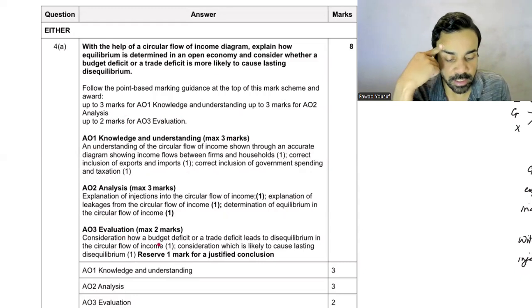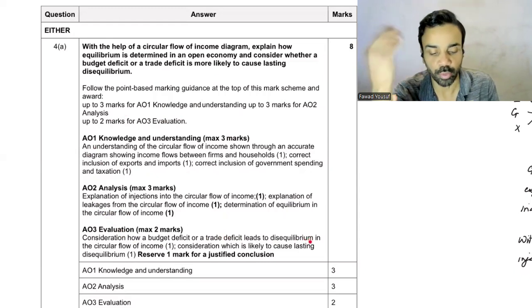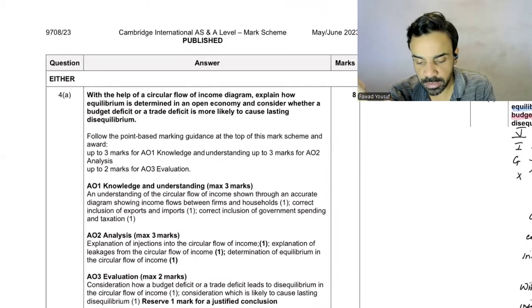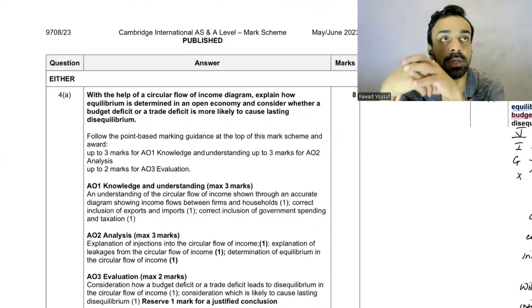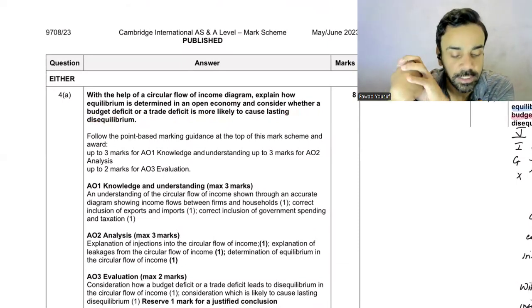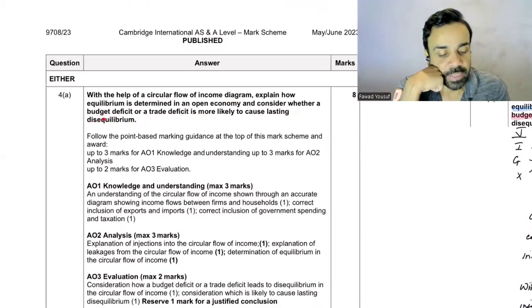In evaluation, they're saying that if there is a budget deficit and a trade deficit, then in what way does disequilibrium come about. We did the whole explanation of that, and consider whether a trade deficit or a budget deficit is more likely to cause lasting disequilibrium. Which of the two? I think there we talked about the same thing, persistent, if the deficit is continuing and is larger. I think the discussion should have been in evaluation, if the budget deficit is larger than the trade deficit.